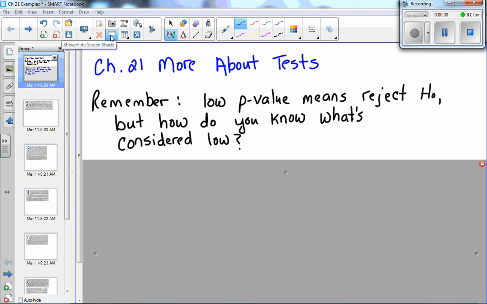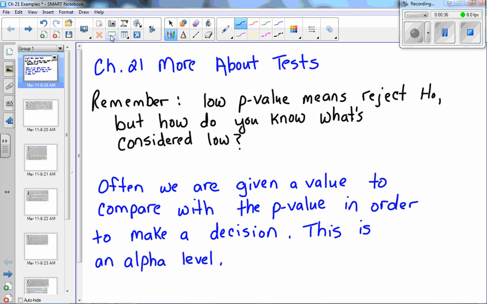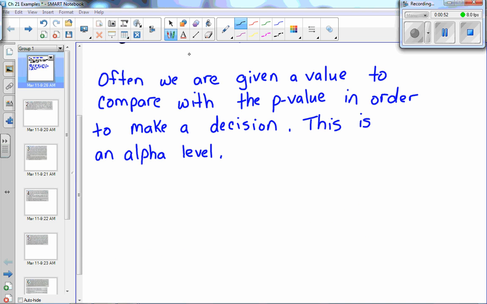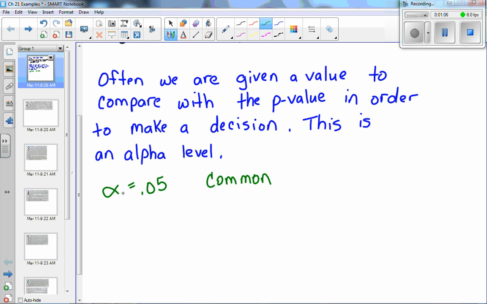But sometimes you kind of want to know, well, how do you know what's considered low? And again, I gave you kind of our rule of thumb, but often we are given a value to compare with the p-value in order to make a decision, and this is called an alpha level. So you'll actually be given a value to use to make your decision. Now, the most common alpha levels, alpha equals 0.05, is very common. So that's one of your more common alpha levels.